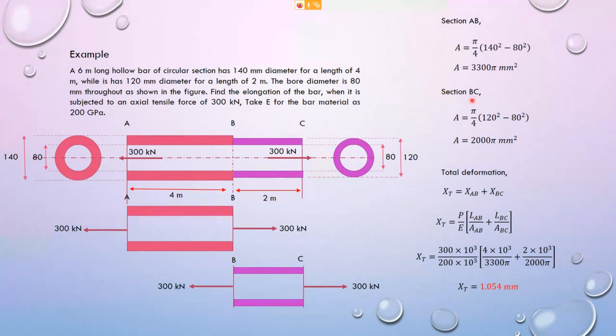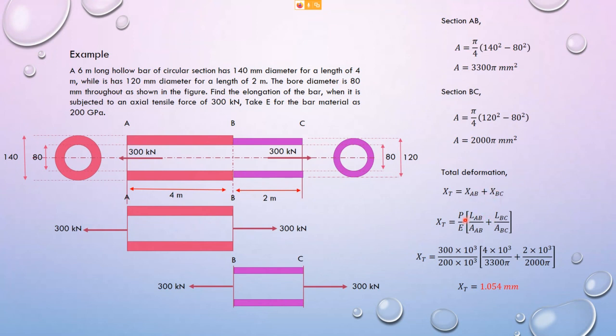Then section BC. Again, put in the diameters. This is 120, and the bore is 80. The one just now was 140 and 80, and this one is 120 and 80. So you will find out the cross-sectional area of this second part. Once you have found the cross-sectional area, you go for the total deformation by taking the total deformation as the sum of the deformation of each individual part, AB and BC.